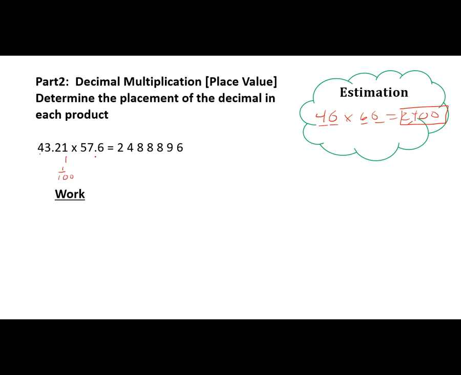Now you can see that I have 1/100ths here, and this is in the tenths. So a tenth times a 100th is 1,000. And we know that 1/1000th is the same as dividing by 1,000. If this is a decimal point, what I know is all the digits are going to shift to the right 3 place values. In that case, my answer is going to be, right there, 2,488 and 896 thousandths, which is close to our estimated answer.